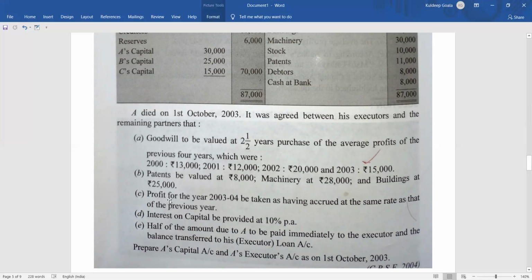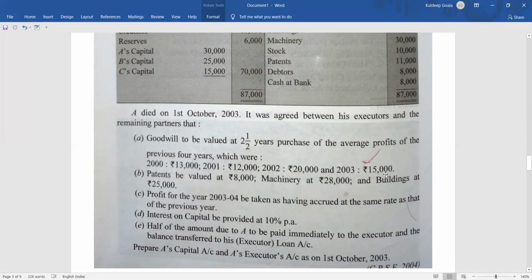Then after that we can see what is the profit for the year ended 2003-4 will be taken as having accrued at the same as that of the previous year. So 3-4 profit will be taken like that of 2-3. So 2-3 means 2002-3. So it was how much? 15,000. Last year's profit it was 15,000. We can see in the point number 1 we can get it.